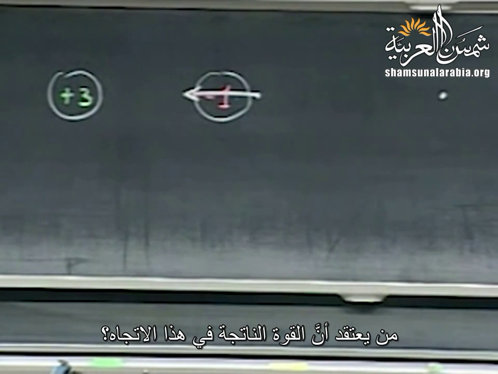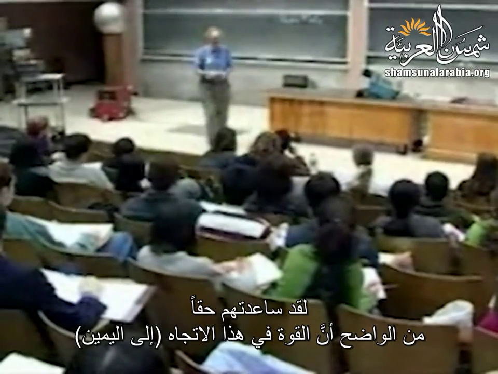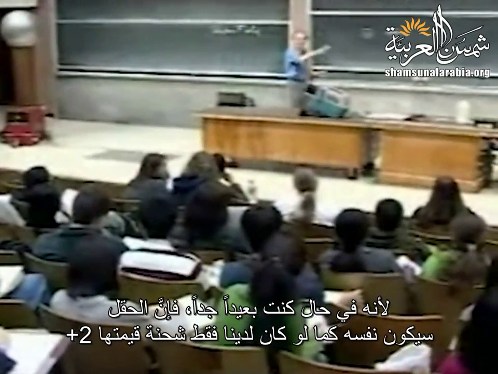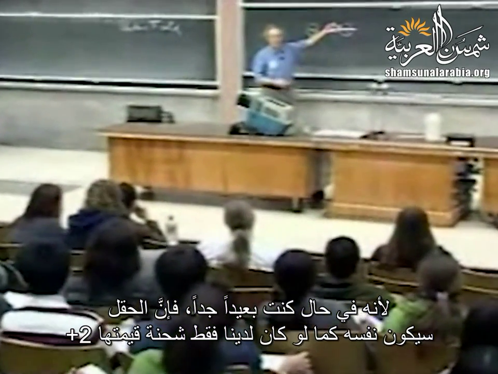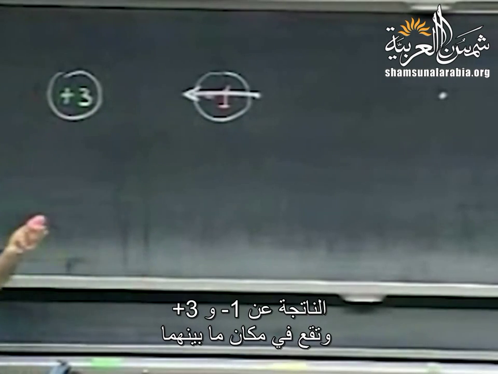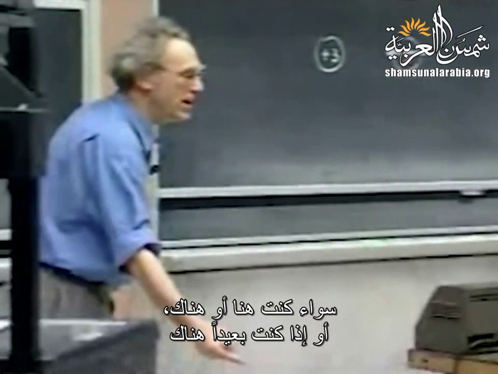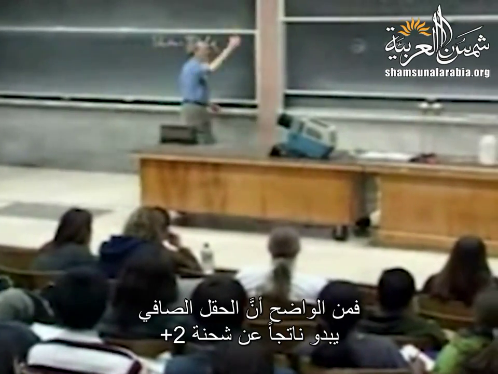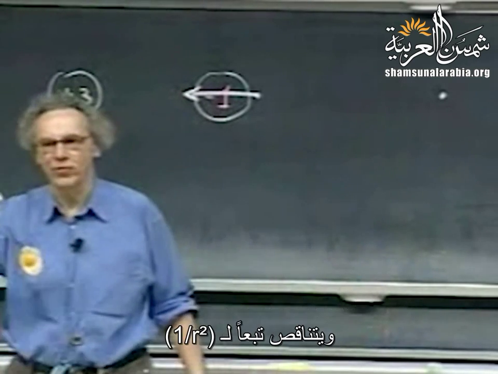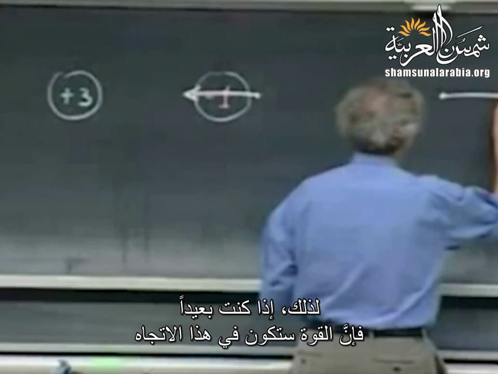Who thinks the force is in this direction? Who thinks it's in this direction? Very good. You've helped them, really. The force is obviously in that direction, because if you're very far away, the field will be the same as if you just had a +3 and a -1 somewhere here, which is +2. So if you're far away from a configuration like this, even if you're here, or if you're there, or if you're way there, clearly the field is like a +2 charge and falls off as 1/r². So therefore, if you're far away, the force is in this direction.